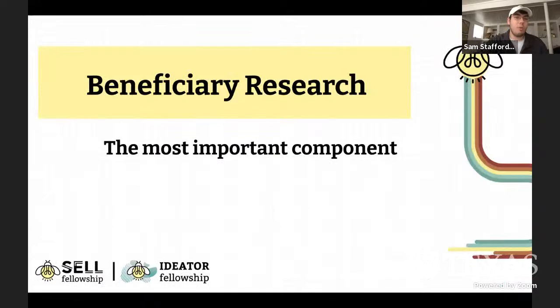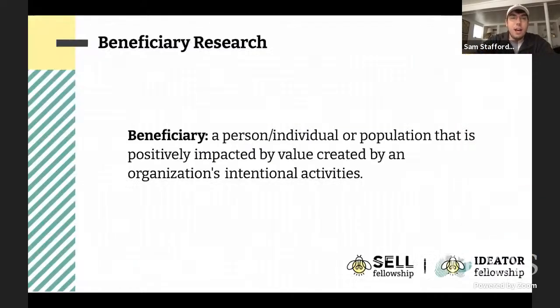And let's talk a little bit more about beneficiary research, because it is literally the most important component of building a social enterprise. It is essentially the practice of thinking about who you are trying to serve and aiming your solution towards them, right? So a beneficiary is a person or individual or population that is positively impacted by the value created by an organization's intentional activities. So it's the person that a social change actor sits down and says, I'm going to serve this person.